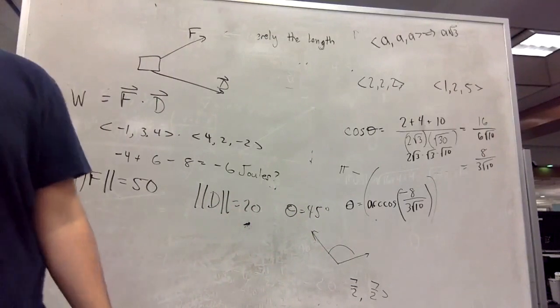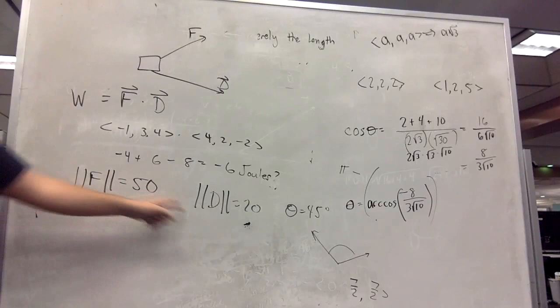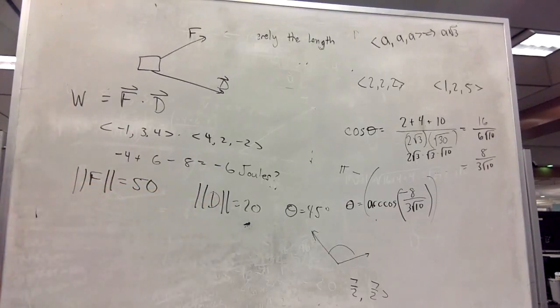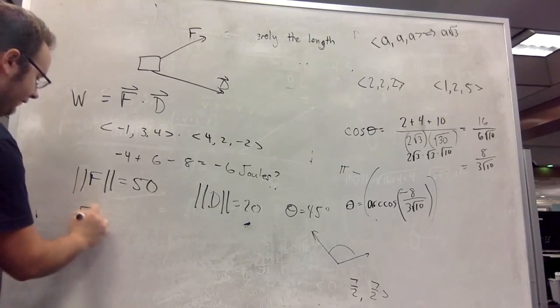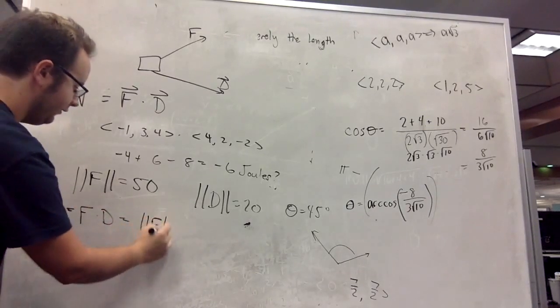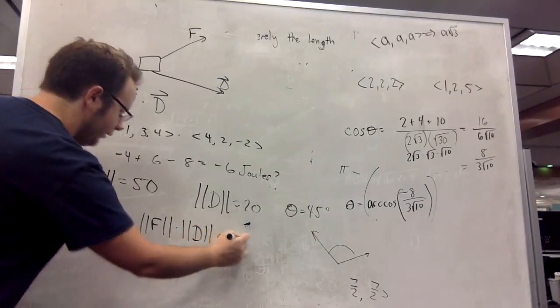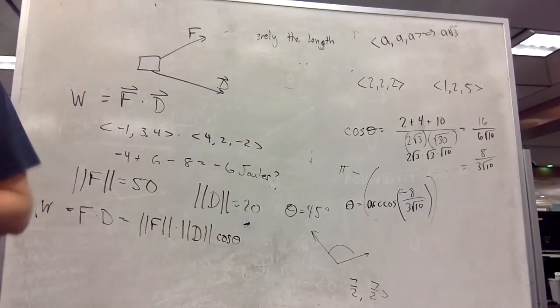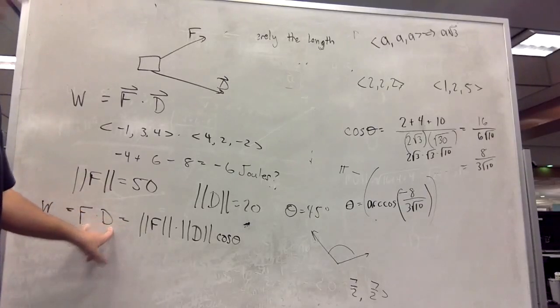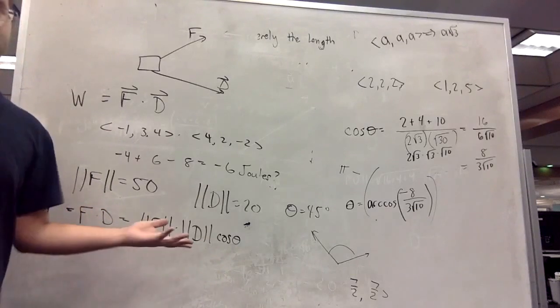Well, how do we figure out what the work is now? I wasn't given vectors, but I was given the magnitude and the angle between them. Is there a formula that I know that relates the dot product to the magnitude of the vectors and the angle between them? Yes, namely F dot D, which is work, is equal to also the magnitude of the force times the magnitude of the displacement times cosine theta. So depending on what information you're given, whether it be vectors or whether it be information about the size of the vectors and the angle between them, you're going to want to use one formula or the other.